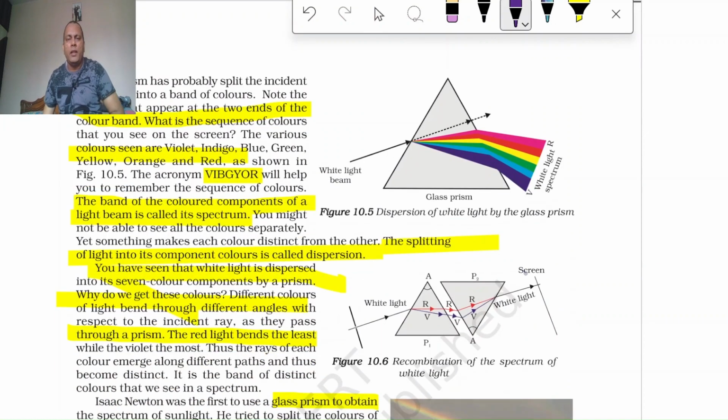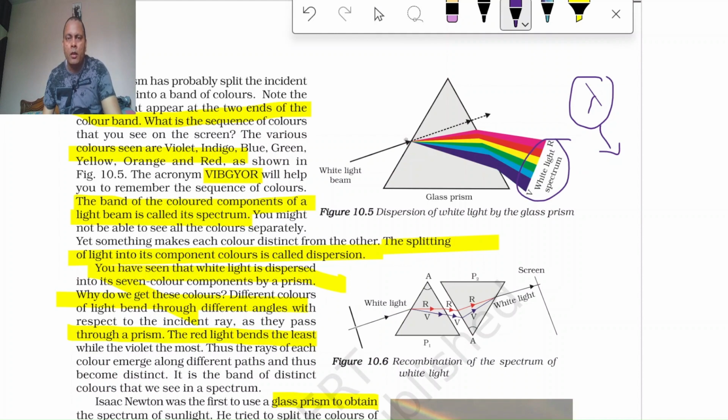What is happening here? When light passes through a glass prism, due to the different wavelengths, lambda, the different rays will bend at different angles. If you talk about the angle of divergence, the divergence of the blue and violet light is more than any other light. So the divergence occurs here.